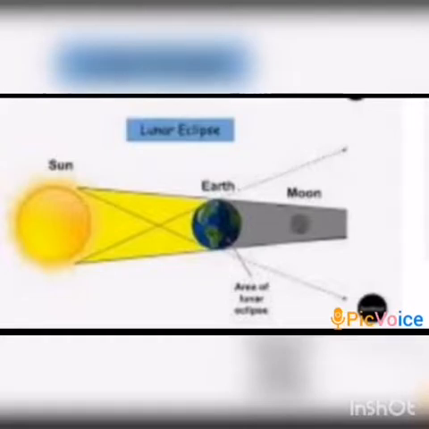Lunar eclipse means when the earth comes between the sun and the moon. This is called an eclipse of the moon or lunar eclipse.